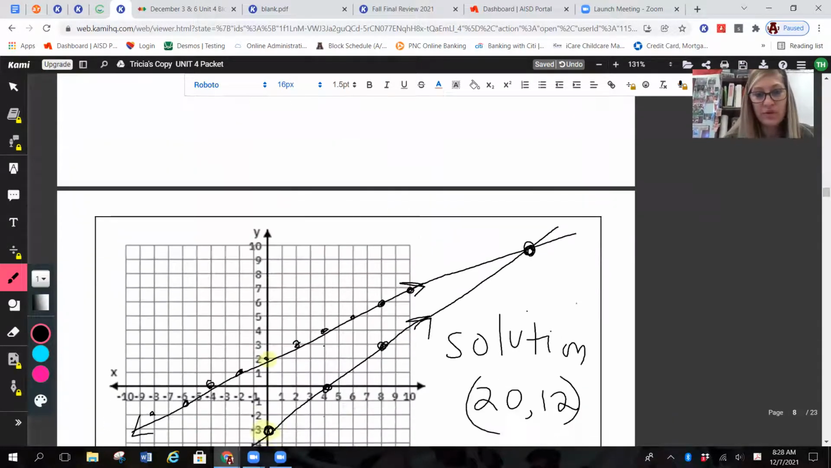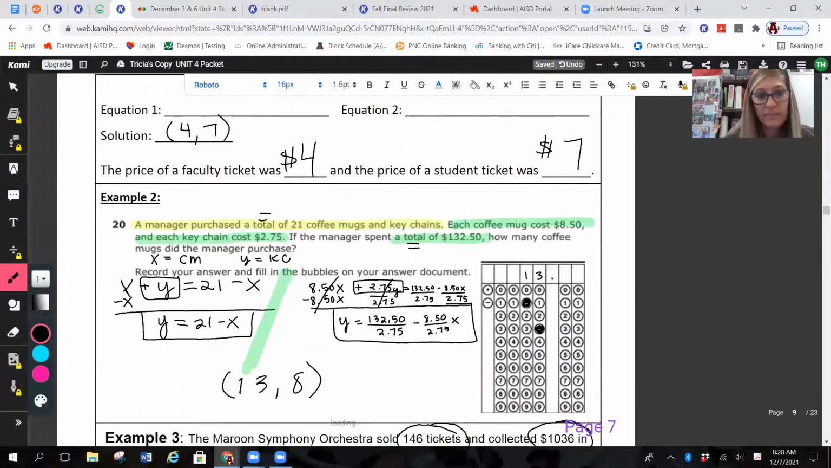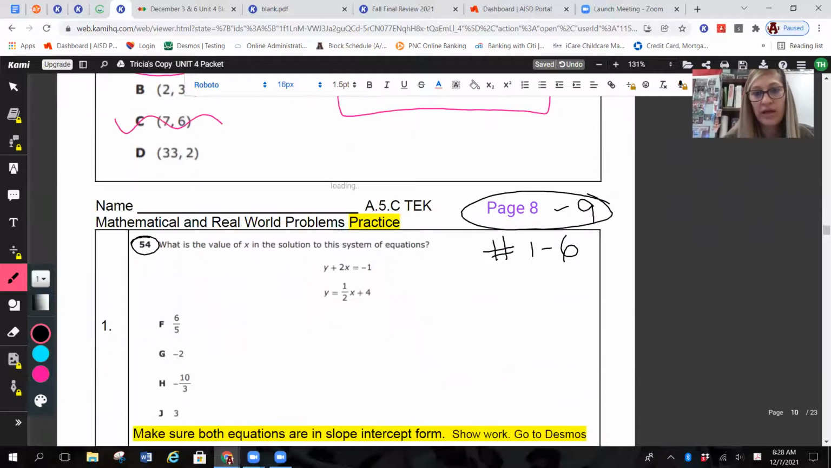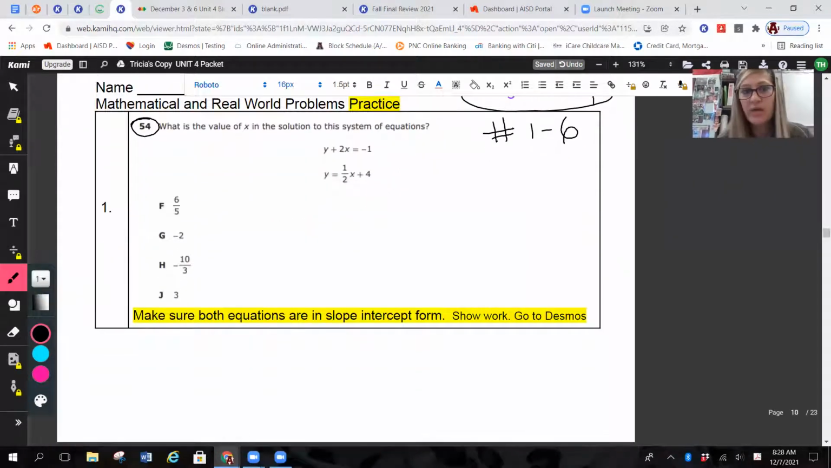Okay, page 5 was our warm-up. Okay, and then our last set of questions was page 8 and 9. All 6 were star questions. So question number 1 was star question number 54. What is the value of x, to the solution?